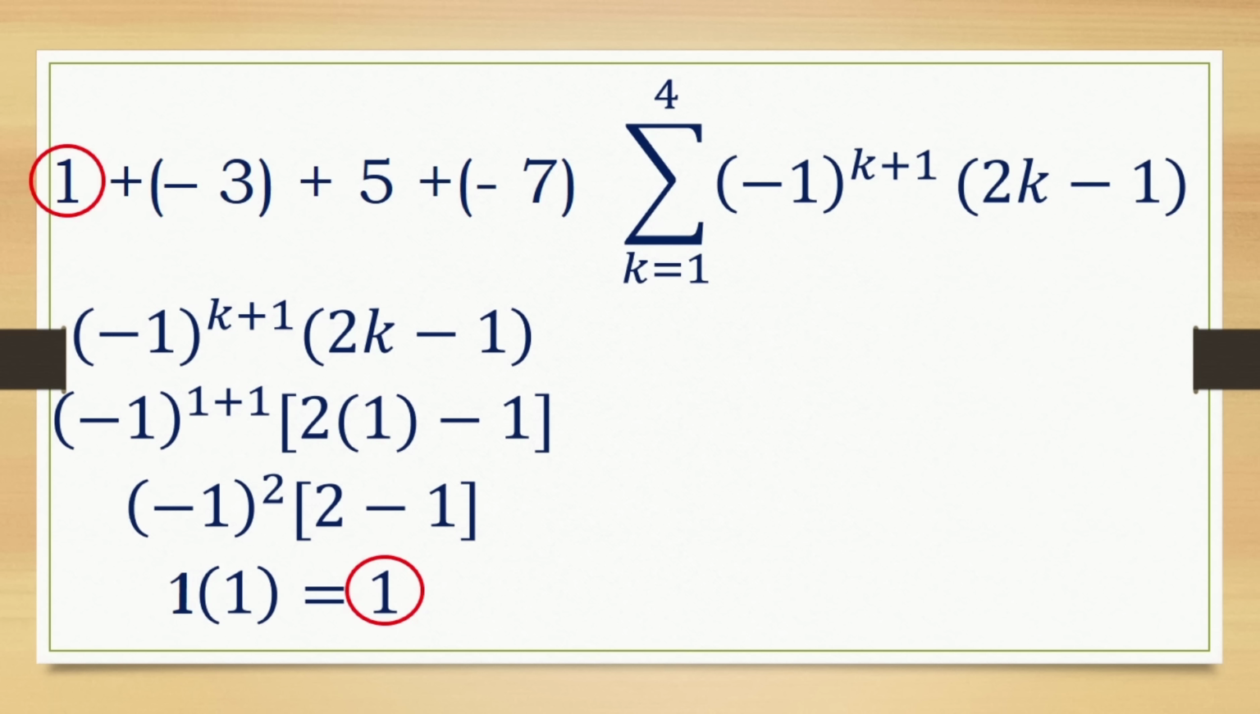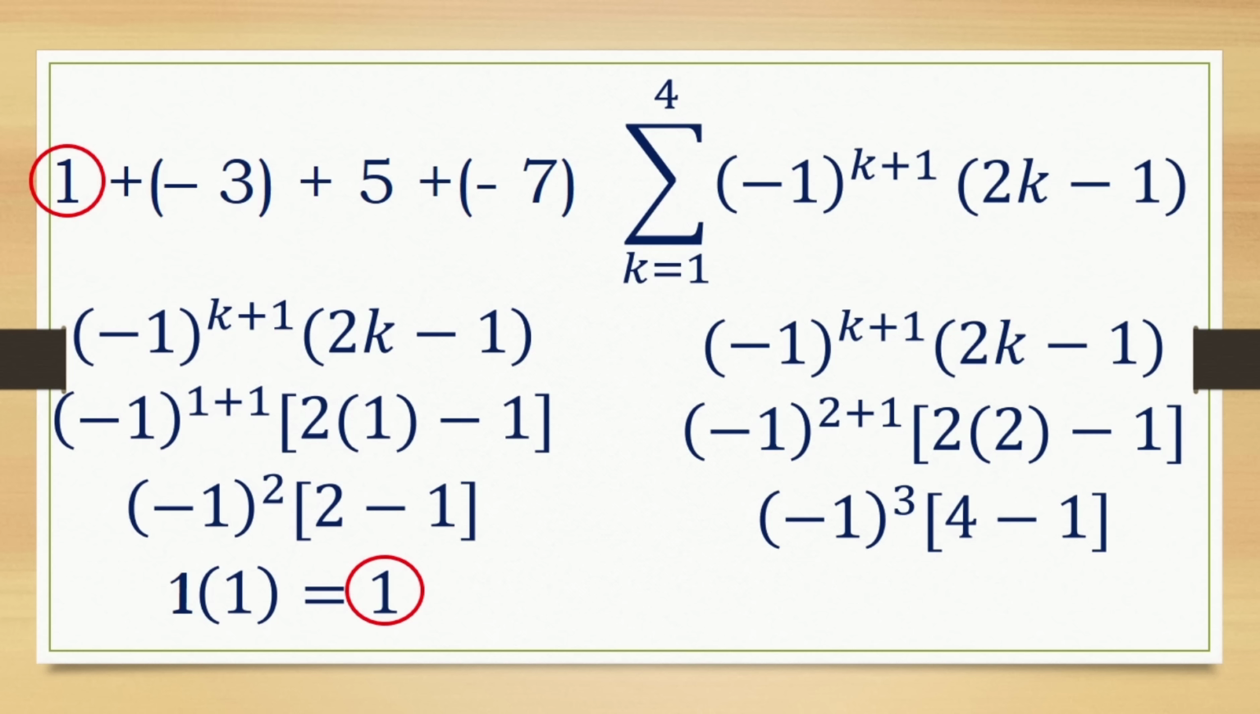Next, let's try to substitute 2. Nasa 2 pa lang tayo. So, yung k plus 1 natin magiging 2 plus 1. Yung 2k natin magiging 2 times 2. So, 2 naman ang isa-substitute natin ngayon. So, we will have negative 1 raised to 3. And then, 2 times 2, that will become 4. And then, minus 1. So, negative 1 raised to 3 is still negative 1. And then, 4 minus 1, that is 3. So, therefore, negative 1 times 3, that is negative 3. And this is our second term. Okay. Next.